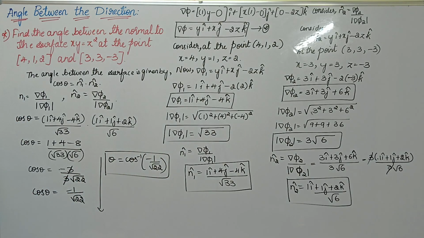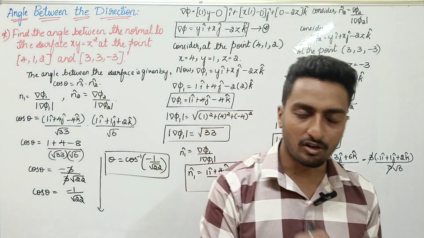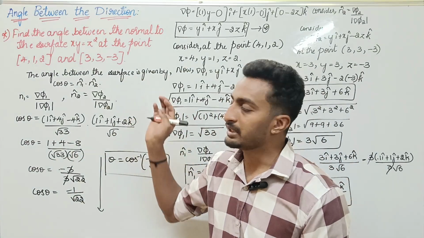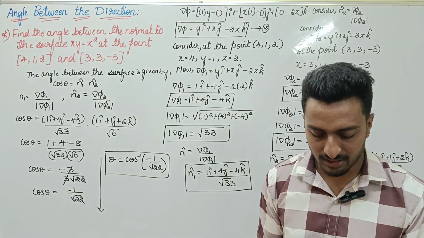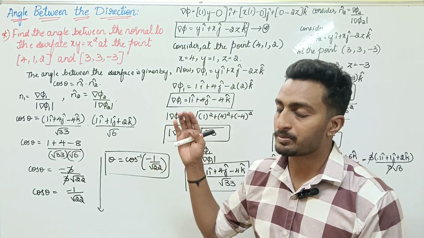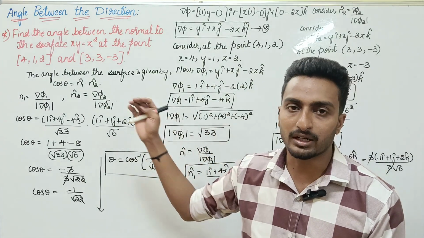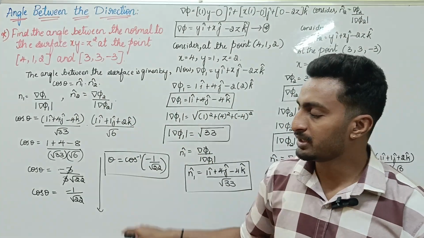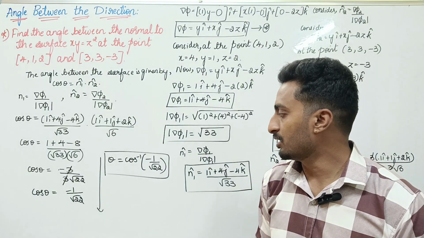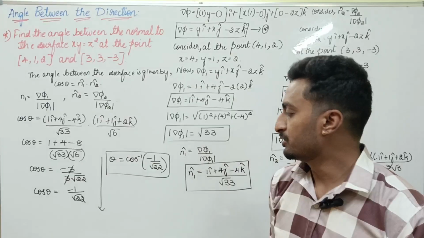This is our required solution for the given scalar functions with respect to the two points 4, 1, 2 and 3, 3, minus 3. And this is how we represent the angle between the surfaces: considering the two unit normal vectors, multiplying them, and simplifying to get the angle, that is cos inverse of minus 1 divided by square root of 22.